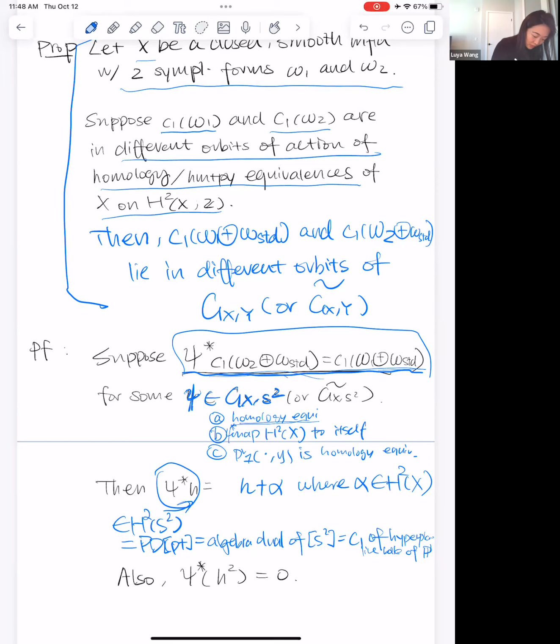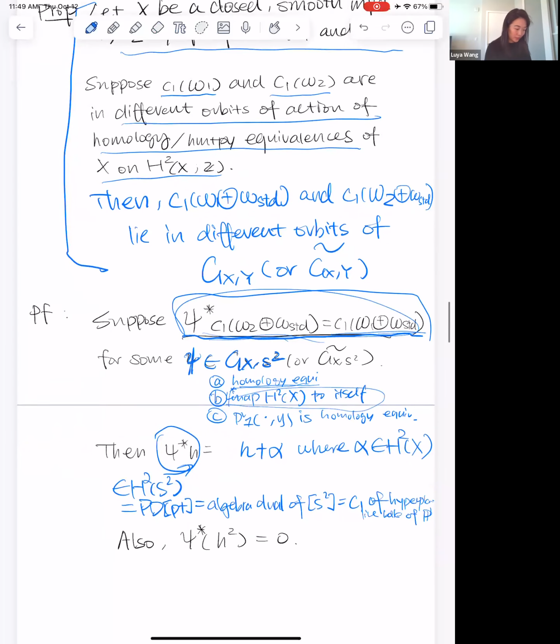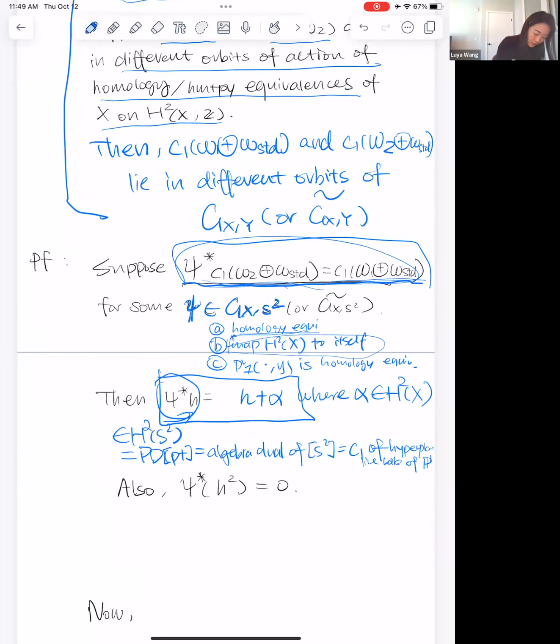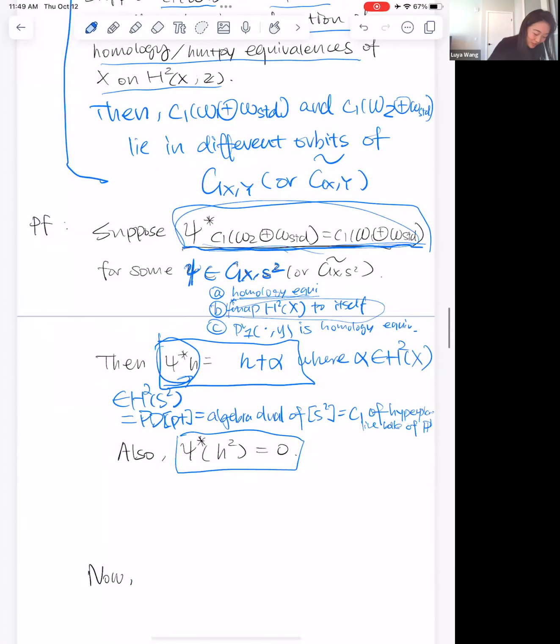Because it's a homology equivalence, I know the coefficient here is plus or minus H, and a combination of B, and this assumption tells you it's actually 1 plus 1. So I'll just ignore it; there's no coefficient here. Then you observe that the pullback of H2, H square, is 0 because it's a fourth cohomology class. So then you just expand: this equals H square plus 2 alpha H plus alpha square.